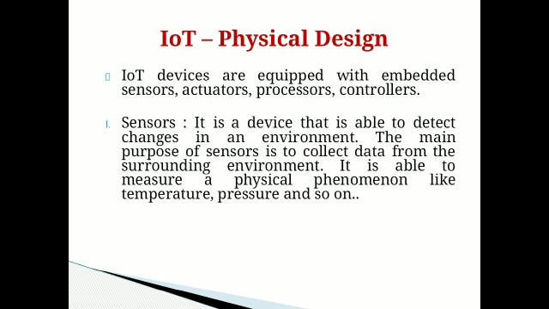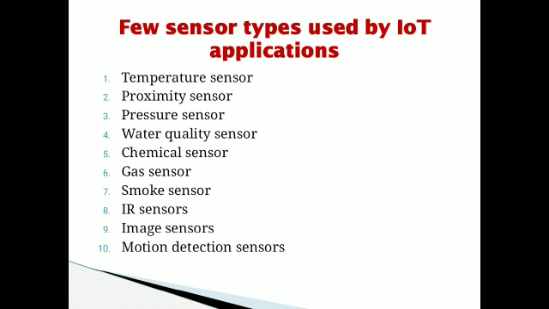This is what we have discussed so far, IoT physical design. IoT devices are equipped with embedded sensors, actuators, processors and controllers. About sensors I have already told you, and one more thing I can say, sensors here are said to be input devices.